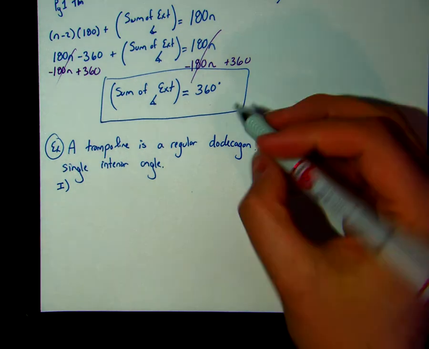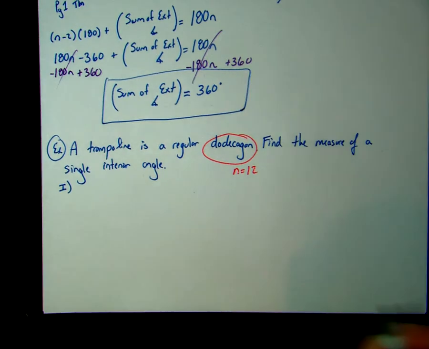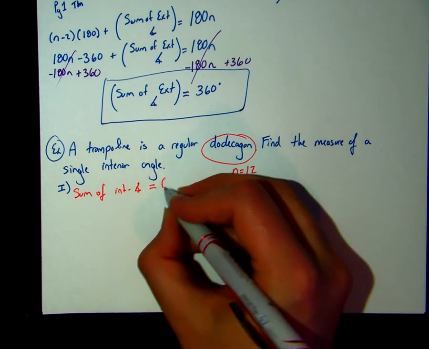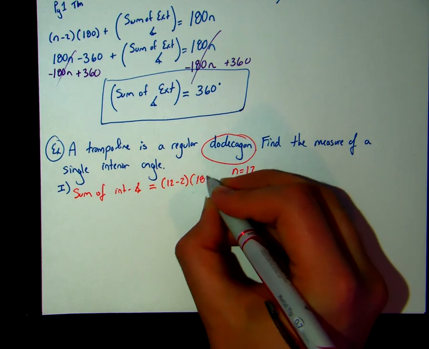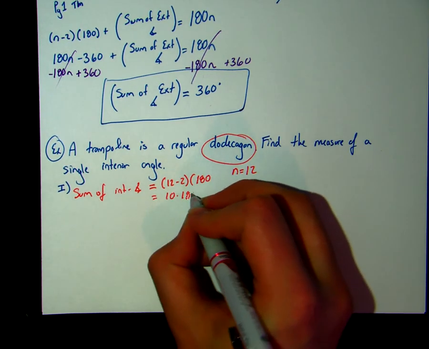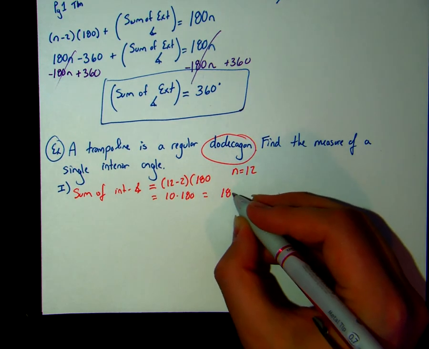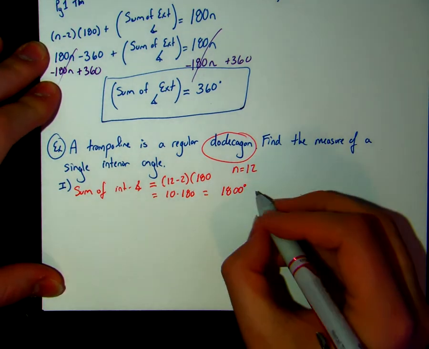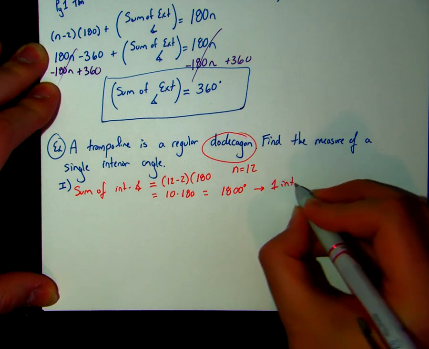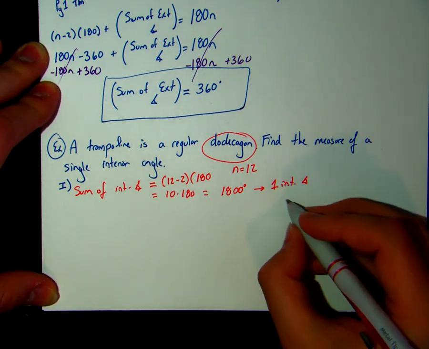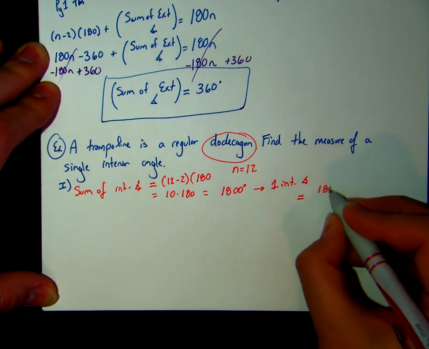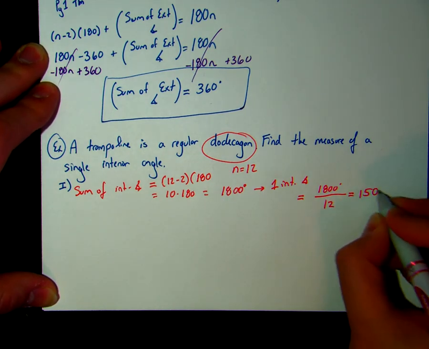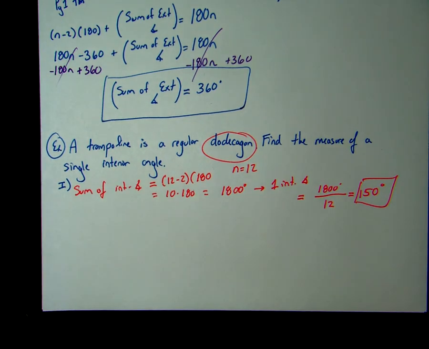A dodecagon tells me that I have 12 sides. So the sum of the interior angles is going to be n minus 2 times 180. So this is 10 times 180, which is 1,800 degrees. That is the sum of all of the interior angles. So one interior angle is going to have a measurement of the sum of all the angles divided among them. It's 1800 degrees for all 12 angles, so for a single angle I divide that by 12, and this is 150 degrees. That turns out it's not too bad.